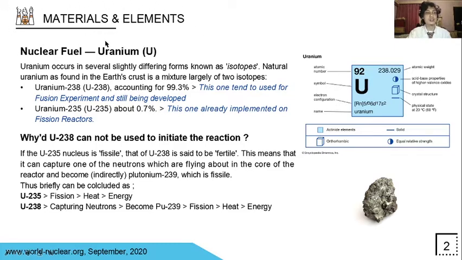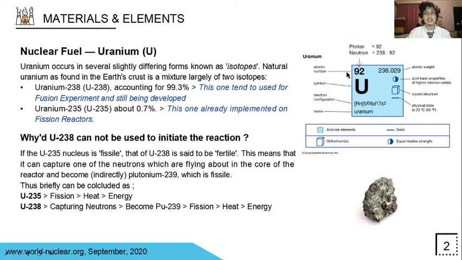The first one is nuclear fuel, uranium, which is commonly found in many reactors nowadays. Uranium occurs in several slightly differing forms, also known as isotopes. Natural uranium, as found in the Earth's crust, is a mixture largely of two isotopes. Briefly, an isotope is another kind of uranium which differs in its number of protons and neutrons.